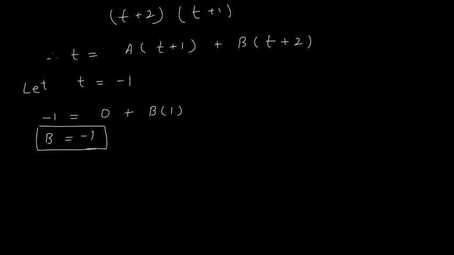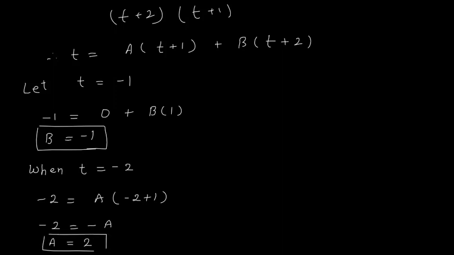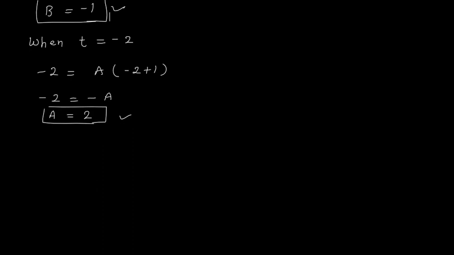When t equals minus 2, I have minus 2 equal to a into minus 2 plus 1, and the term with b becomes 0. So minus 2 equals minus a. That gives me the value of a as 2. So we have got the value of a as 2 and the value of b as minus 1. Therefore our integration now is much simpler.